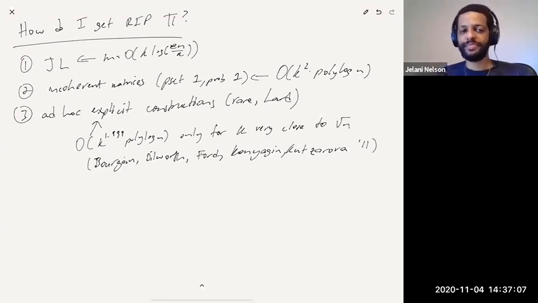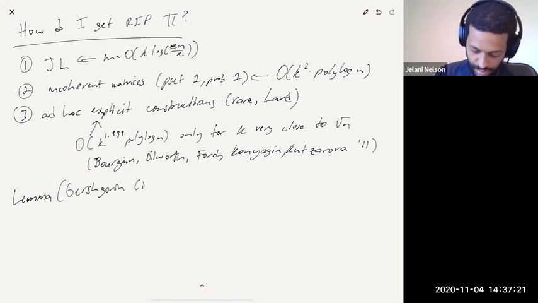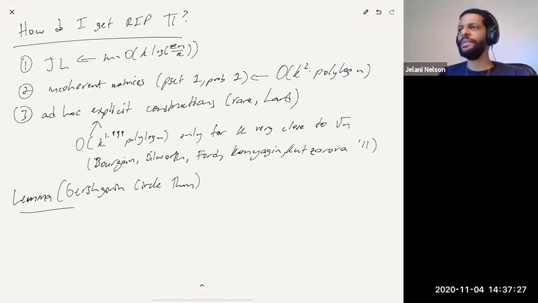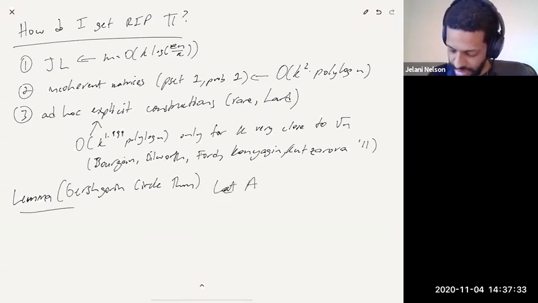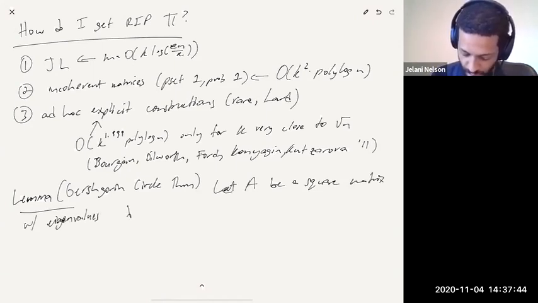So let me just show you that incoherent matrices give you RIP. So lemma, there's something called the Gershgorin circle theorem. Let A be a square matrix with eigenvalues lambda 1 up to lambda n, which are in C, complex numbers.